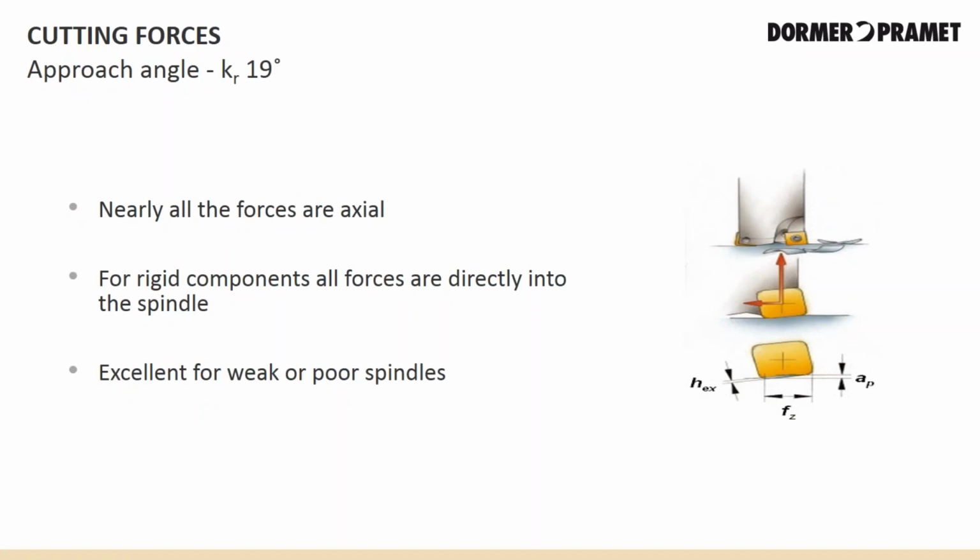In the case of a 10-degree cutter, nearly all the forces are axial or going straight up into the spindle. For rigid components, all forces are directly into the spindle. It's excellent for weak or poor spindles.